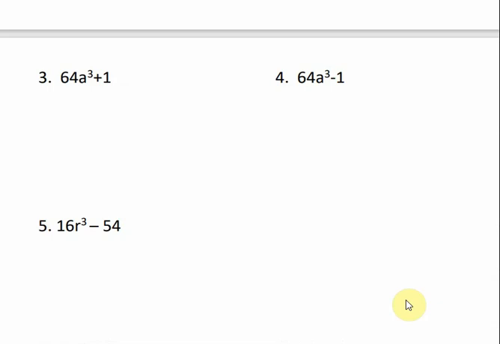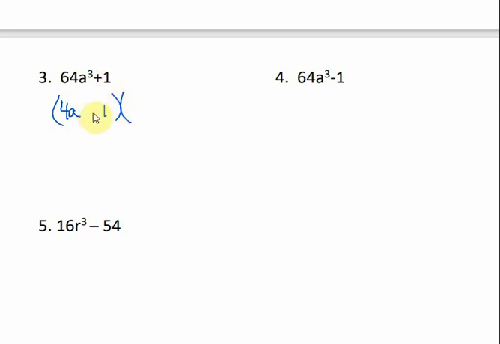Okay, for number 3, is 64 a perfect cube? Yes, it is. a cubed is also a perfect cube, and 1 is a perfect cube. So we know we can use this rule. So I'm going to take the cube root of each part. The cube root of 64 is 4. The cube root of a cubed is a. And the cube root of 1 is 1.